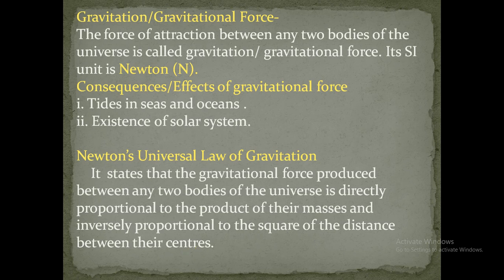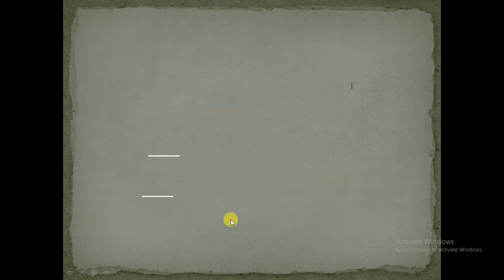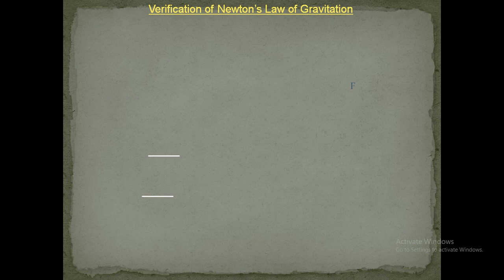It means that the gravitational force between any two bodies is directly proportional to the product of their masses. It means that if masses of the bodies are increased, then gravitational force will also increase. Likewise, if we increase the distance between the two bodies, gravitational force will decrease. Now, we are going to derive, or we are going to verify Newton's law of gravitation.